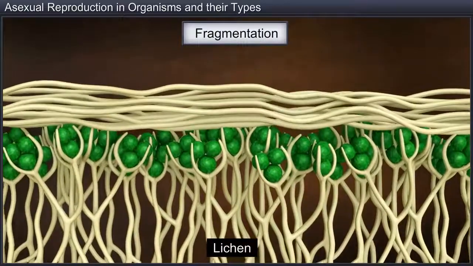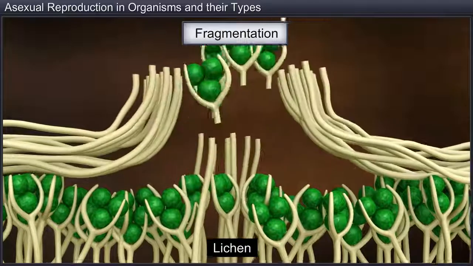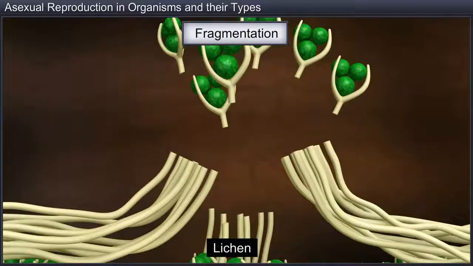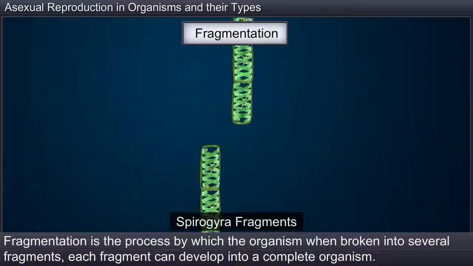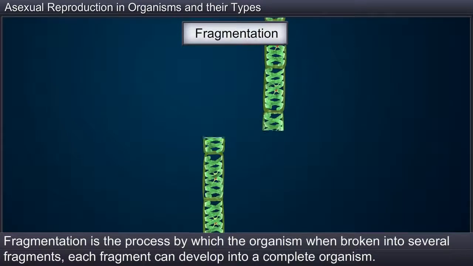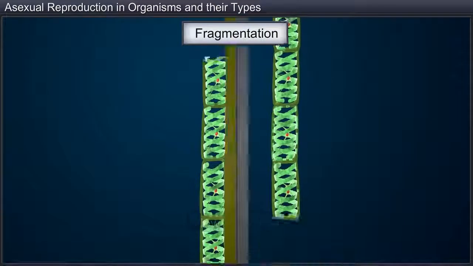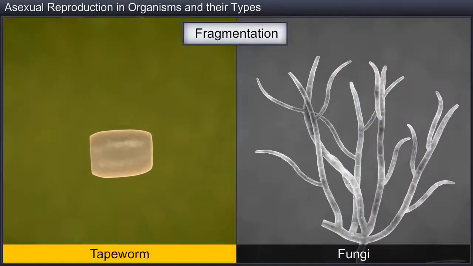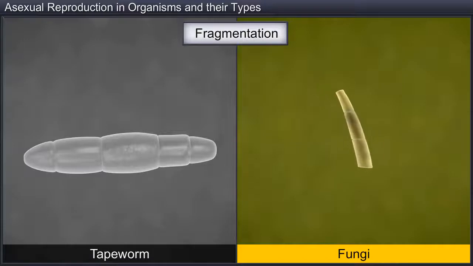Fragmentation is one more way of asexual reproduction, which is seen in lichens. In fragmentation, the organism breaks into several fragments. Each fragment can develop into a complete organism. It is also seen in tapeworms and fungi.